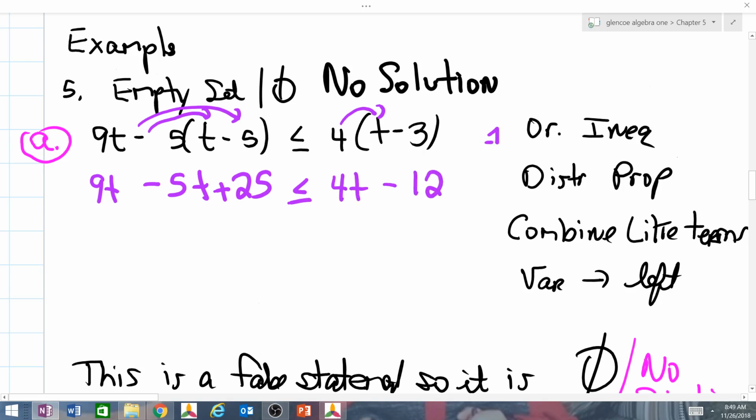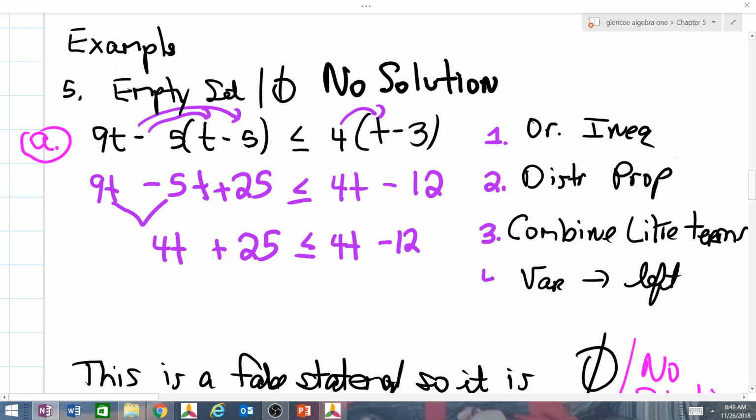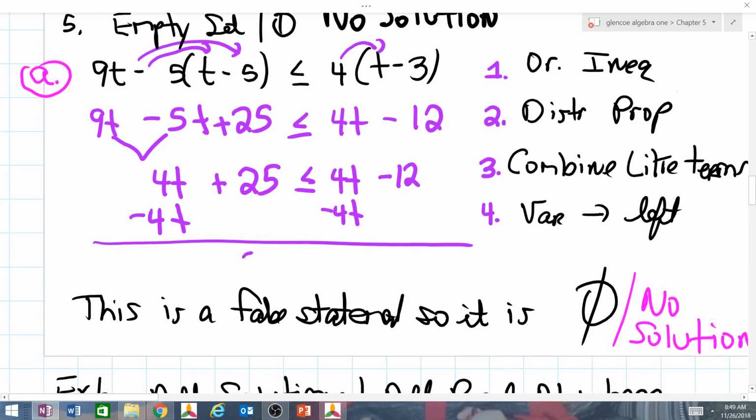Is everyone with me? The next thing we're going to do is combine like terms. 9t minus 5t is 4t, plus 25 is less than or equal to 4t minus 12. The next step, variables to the left. Subtract 4t from each side, and you're left with 25 is less than or equal to negative 12.